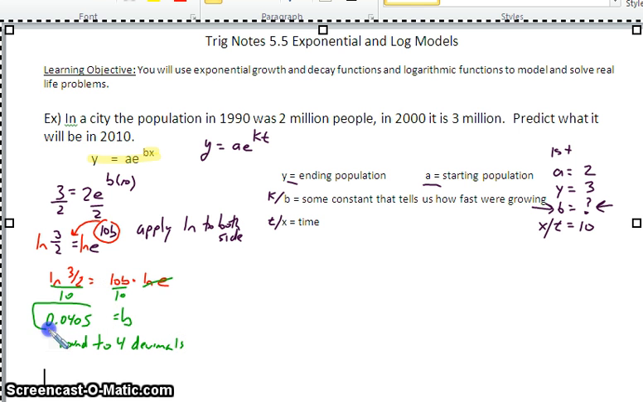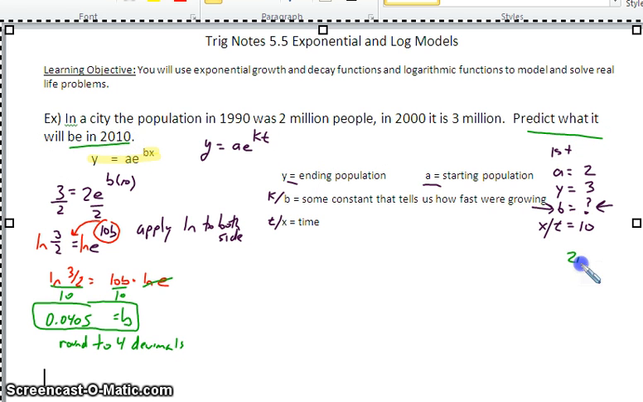So if that's our b, that's our growth rate. Now, it's good that we got a positive number because it means that we're growing. If this growth rate was negative, it means our population was decaying or was getting smaller. So now I can actually answer the last part of the problem that says predict what the population will be in 2010.